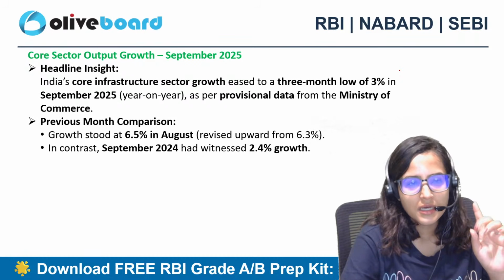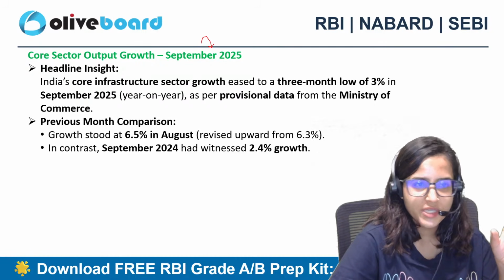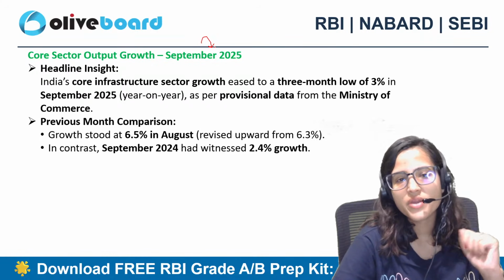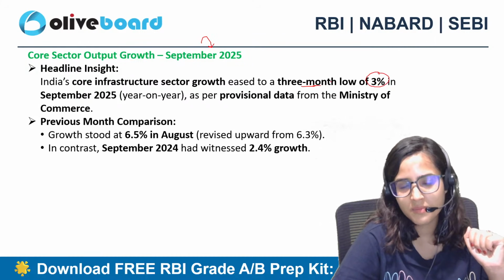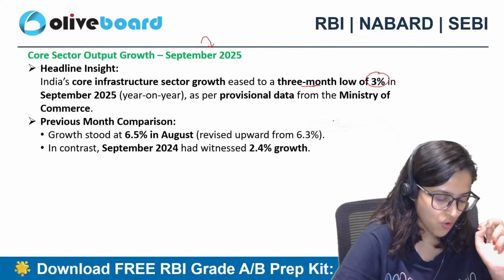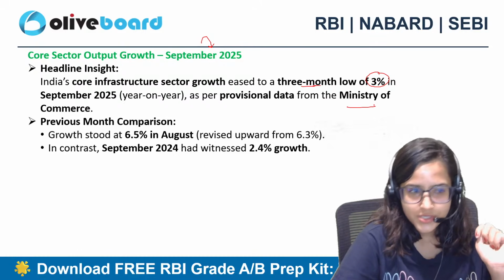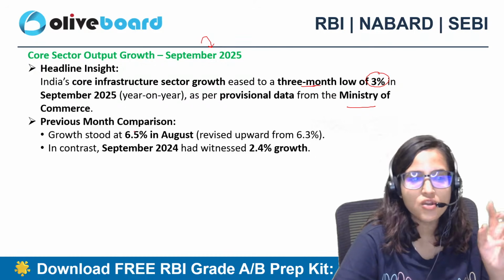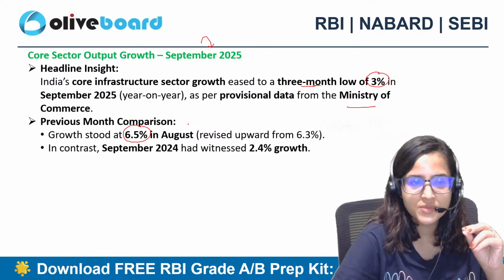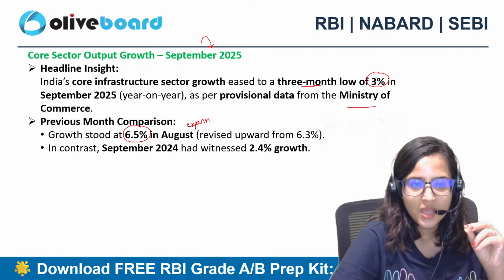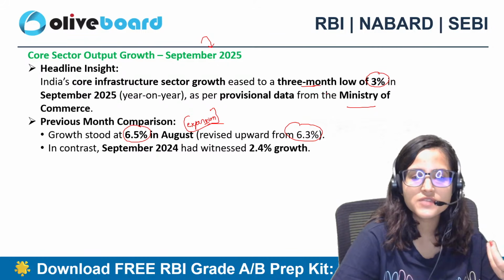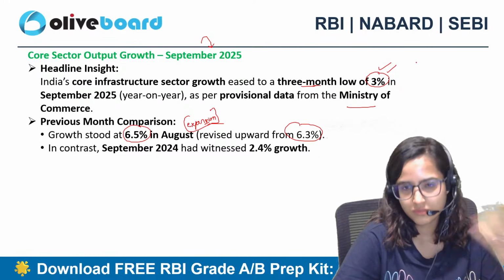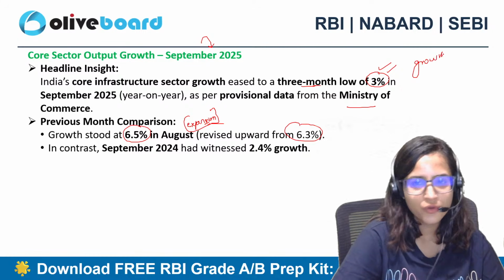So this is your core sector output growth for September 2025. Now it is at a 3 month low of 3% in September. This is provisional data of the Ministry of Commerce. If I talk about the previous month, in August growth was 6.5%. There was expansion, right? Which was revised from 6.3%. But now we have seen a slowdown in the growth. Now, why? We are going to see that.